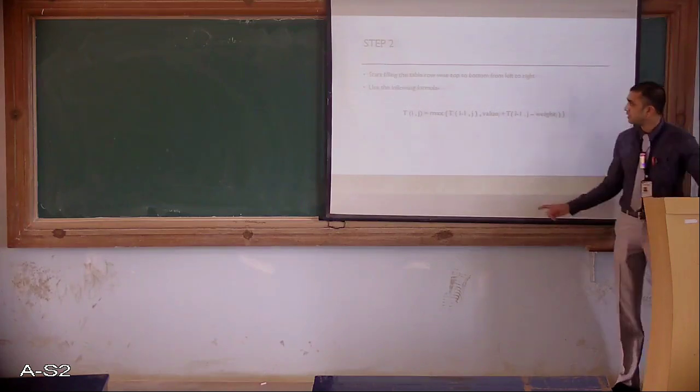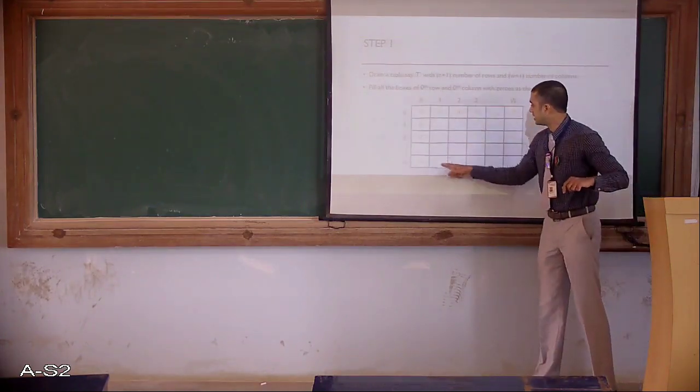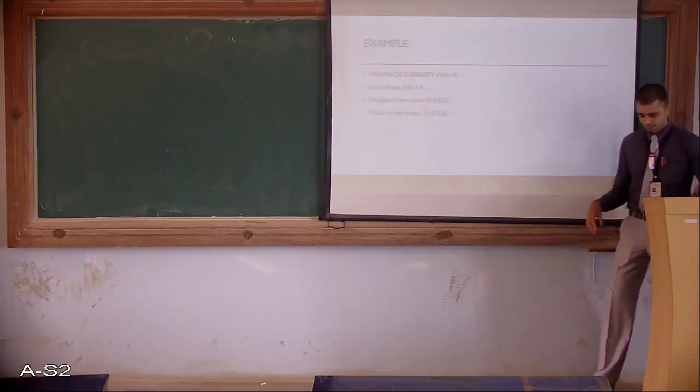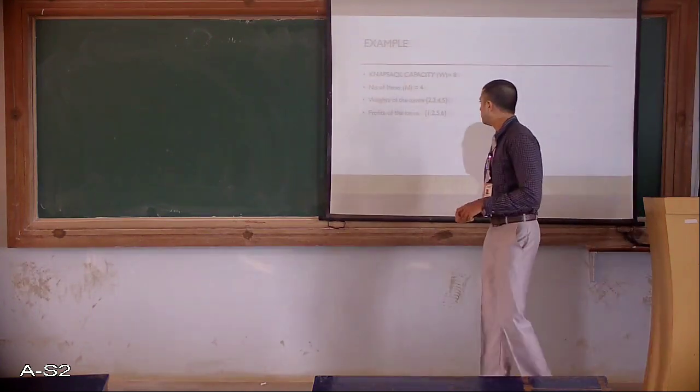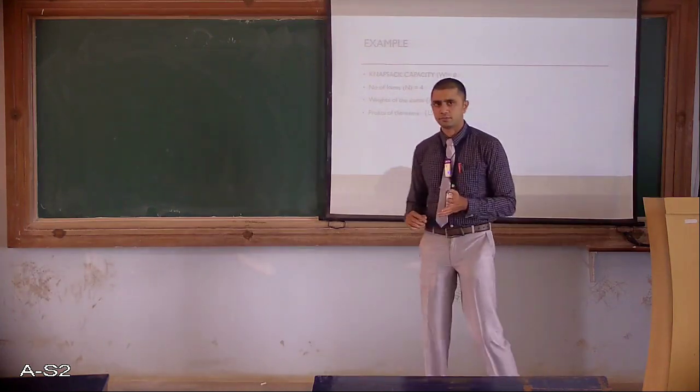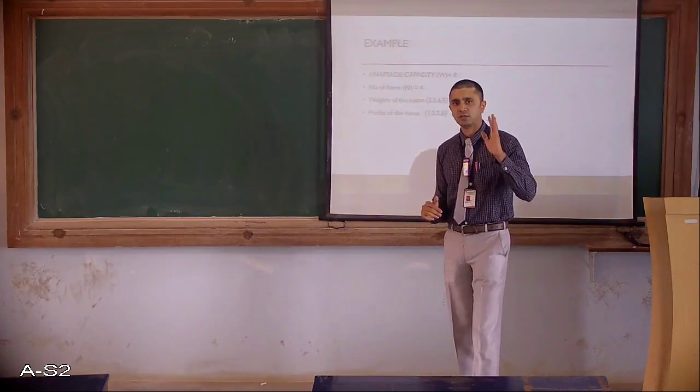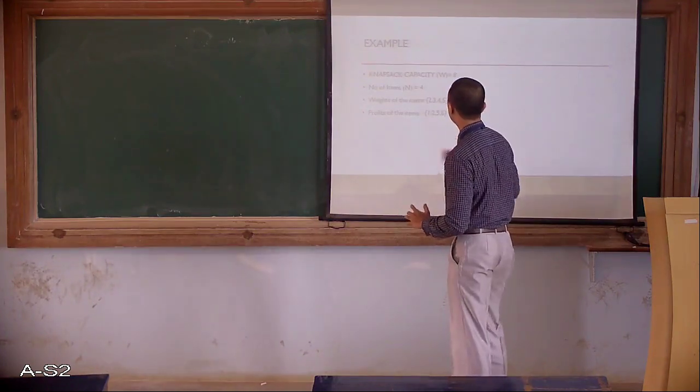So we'll be filling this entire table using this formula. We'll see that formula later on. We'll see how to fill that table logically. We'll take the number of objects with their profits and their weights and we'll fill that table.